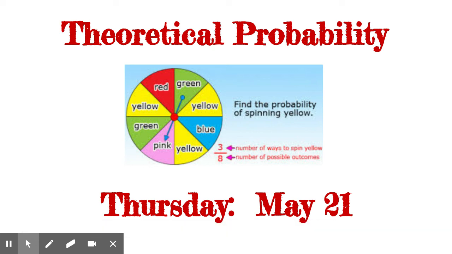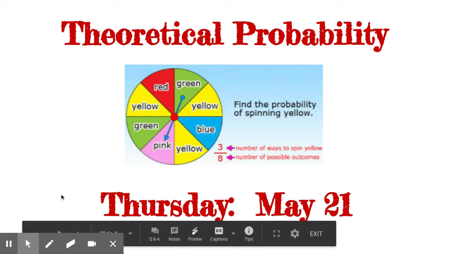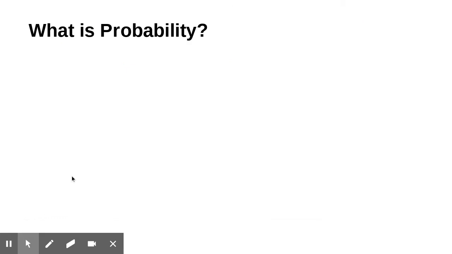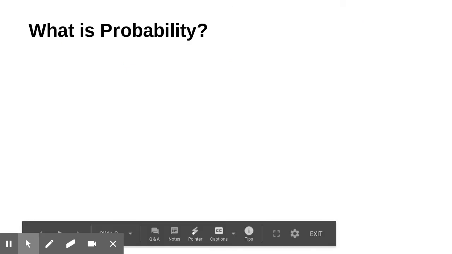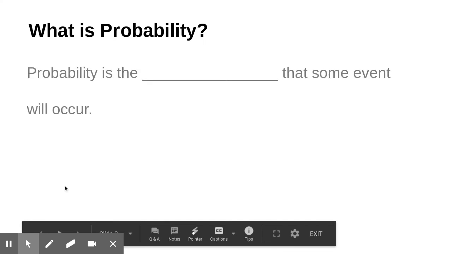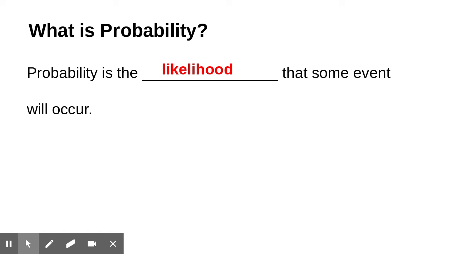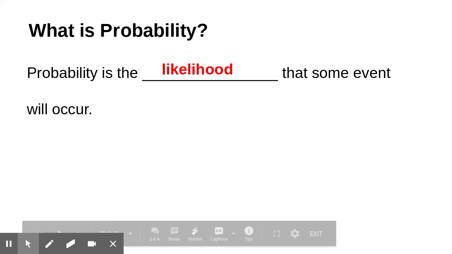Good morning. Today is Thursday, May 21st, and we're going to talk about probability. The first probability that we're going to talk about is called theoretical probability. But let's go back. What is probability? Probability is the likelihood that some event will occur. It's also the chance that some event will occur.